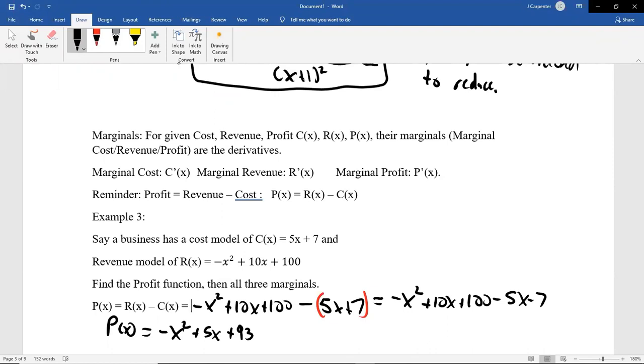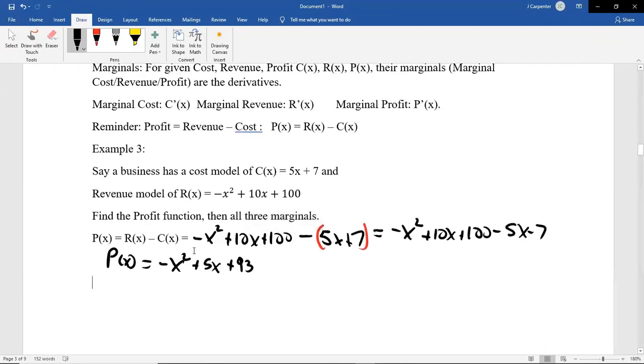So there's our profit function. That was only the first thing. We also wanted all the marginals. Now that we have cost, revenue, and profit, we can do all three marginals. The derivative of cost would be the marginal cost. Well, that's 5x plus 7, just take its derivative. The derivative of 5x is 5, because it's a linear term, special case. The derivative of 7 is 0. So that's it. This is our marginal cost.